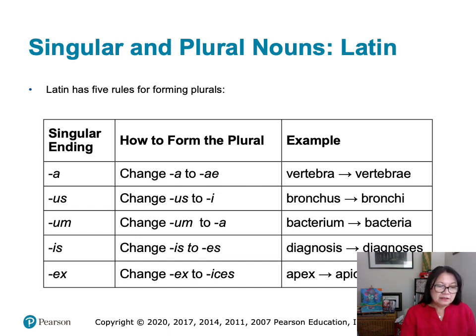When a Latin singular noun ends in IS, form the plural by changing the IS to ES. So diagnosis becomes diagnoses, and testis becomes testes. Finally, when a Latin singular noun ends in EX, form the plural by changing the EX to ICES. So apex becomes apices and cortex becomes cortices.